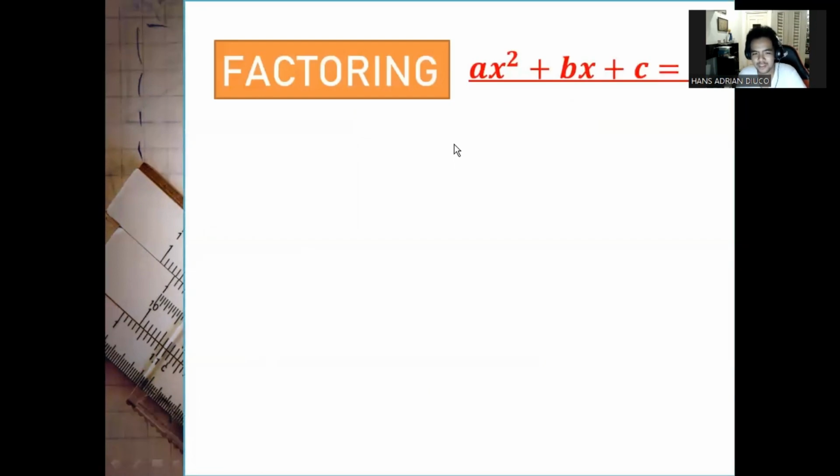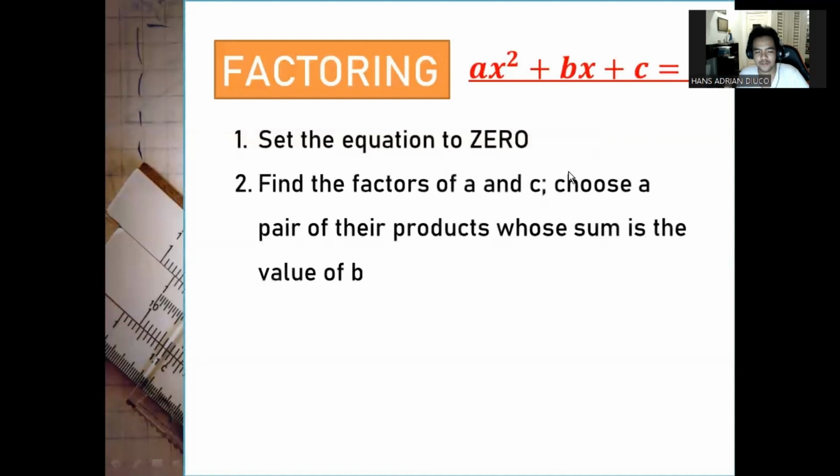So factoring, by the way, this is standard especially for factoring. Set the equation to 0. What that means is put all the terms with numbers and letters on the left side and make sure that the right side after the equal sign is always 0. That's when you can start. So you find the factors of A and C, which is this one and this one.